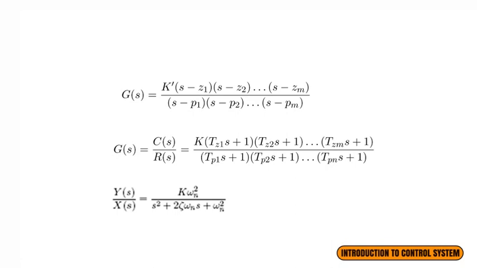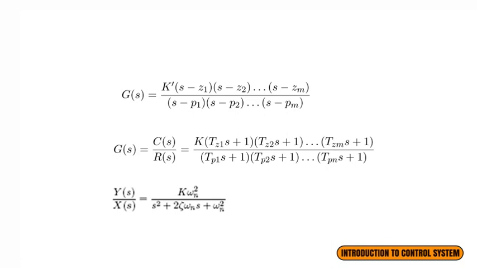Another way of representing the system is to divide by p1, divide by p2, divide by pm, etc. So if you divide the entire denominator by these poles, you will get it in this form. Here you will get a coefficient for s. The coefficient of s is called the time constant of the system. So, if you represent the same system this way, then it is called the time constant form. Most of the systems will be represented in time constant form only.